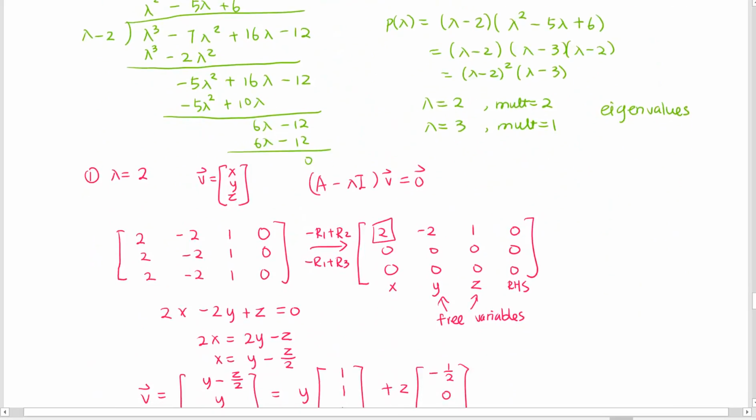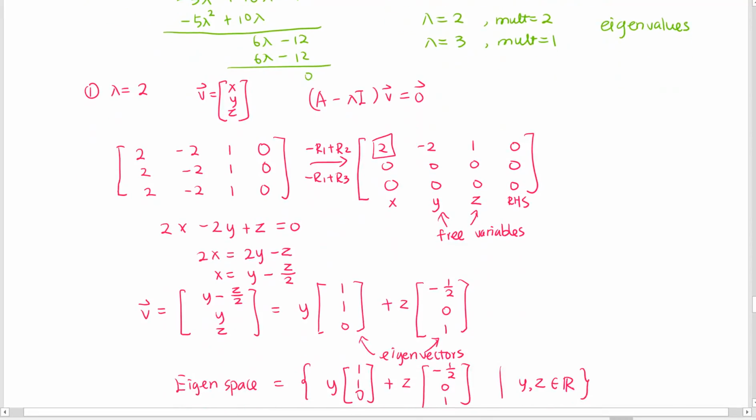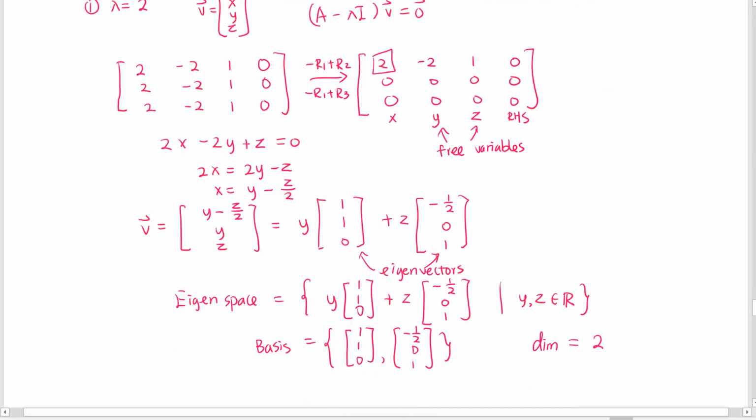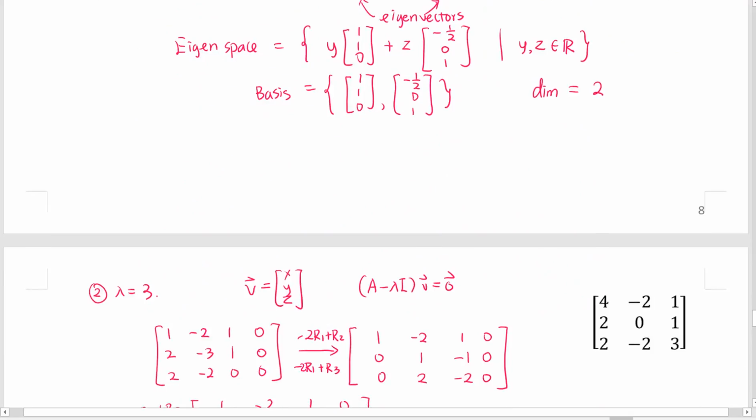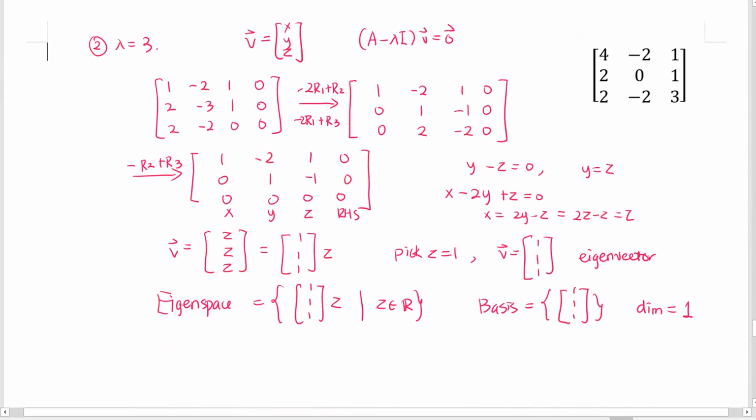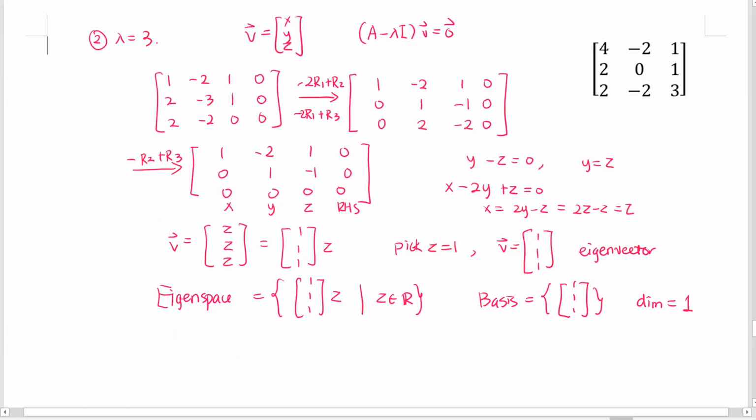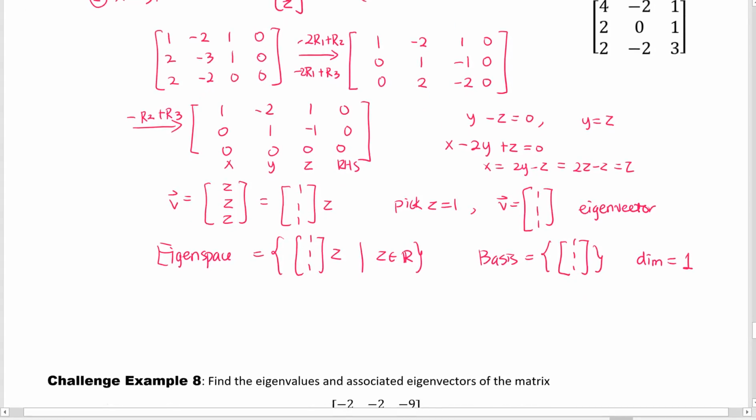Here we see the eigenvalue 2 is repeated, so we might have 1 or 2 eigenvectors associated to it. For lambda equals 2, we realize we have two free variables, so we in fact get 2 eigenvectors. The basis has 2 vectors, and the dimension is 2. For the eigenvalue 3, we solve it and realize we have 1 eigenvector. So the eigenspace is this, the basis consists of 1 vector, and the dimension is 1. So that is example 7.